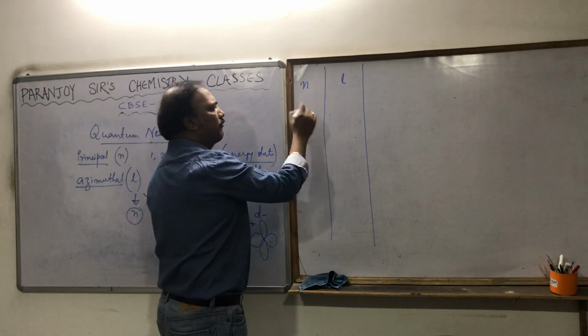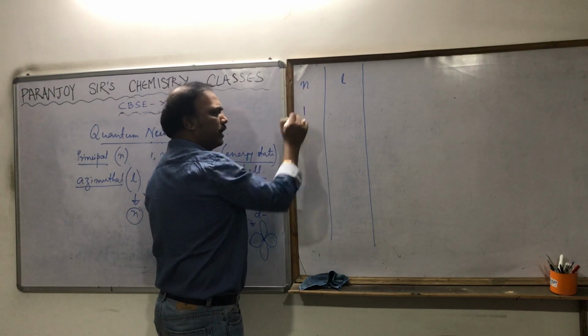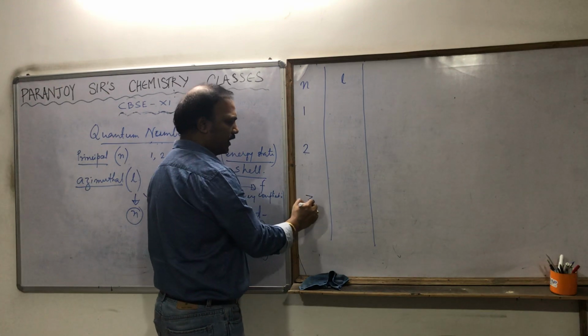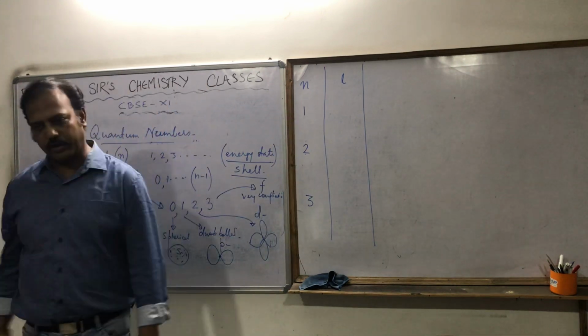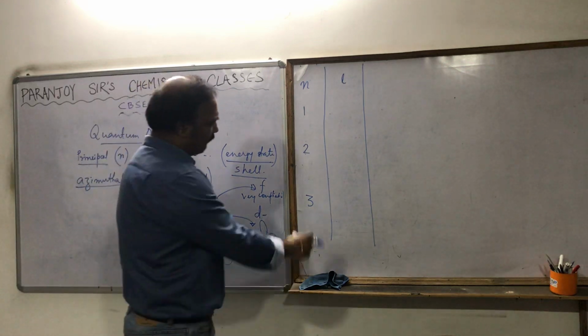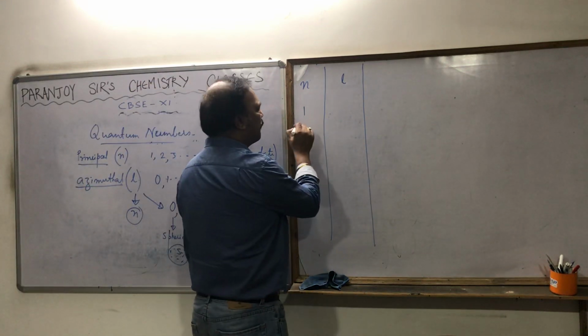I told the value of n: the possible values of n are 1, 2, and 3. As I told, I am doing for 3 only. You are going to do for 5. Okay, for 5 also.